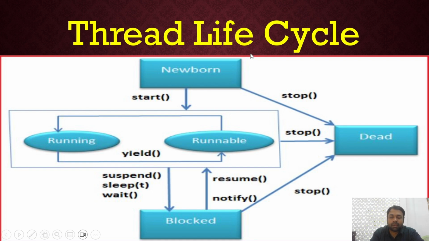Let me explain what the states available in a thread's life cycle are: newborn state, runnable state, running state, blocked state, and dead state. Newborn is whenever you create an object for the thread. Whenever you call the start method, it comes to the running state. Whenever we use the yield method, it will be in runnable, waiting for running, a small halt. If you want to make it halt for some more time, then I call it the blocked state.